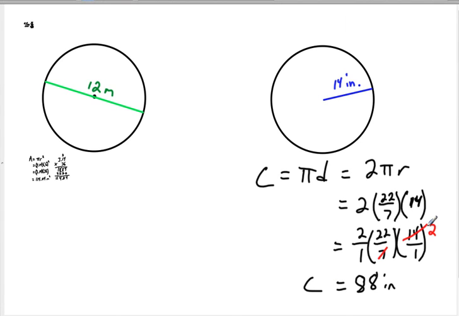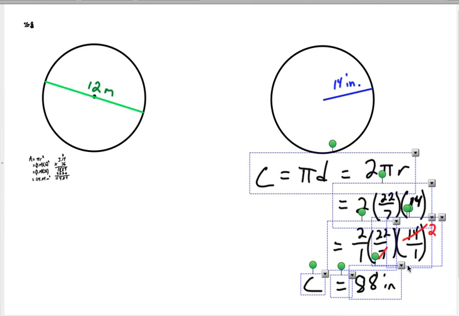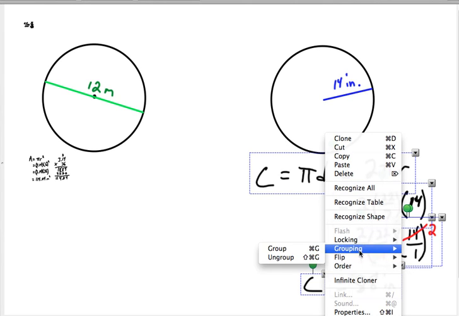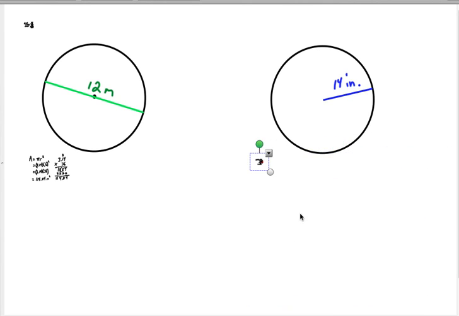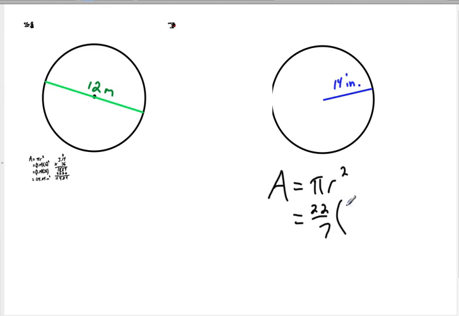So I pick and choose when I use 3.14 and when I use 22 over 7 based on the information I'm given to make it as easy as possible for myself, which I think you should try to do as well. So let's move this out of the way. Alright, now we're going to do the area. And the same thing is true here. So we got pi r squared. I'm still going to use 22 over 7 because I'm still going to be reducing with this 14.